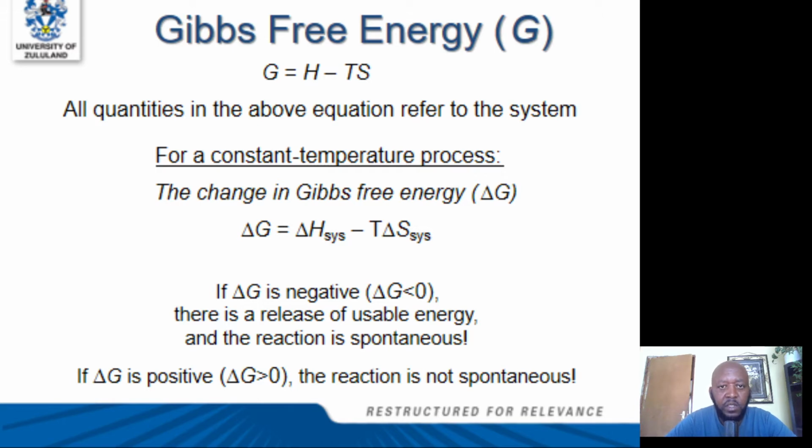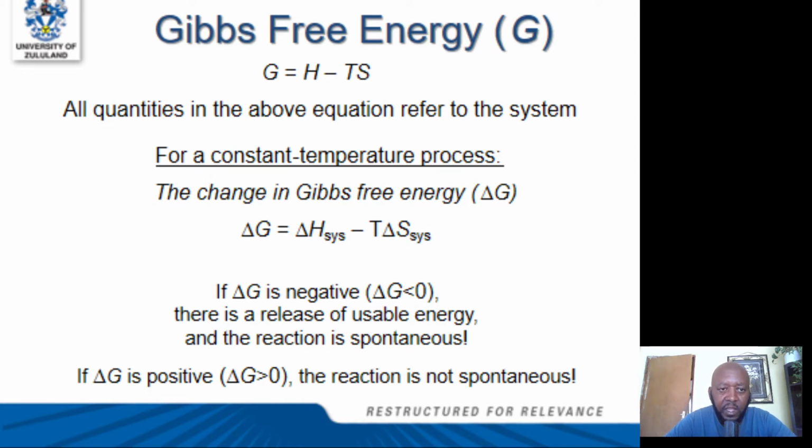When we have a system, we can have different types of systems. Some systems have a constant temperature, but for some systems the temperature is not constant. For today, I want us to talk about the system whereby the temperature is constant. For a constant temperature process, the change in the Gibbs free energy, represented by delta G, will be equal to delta H for the system minus T delta S for the system.